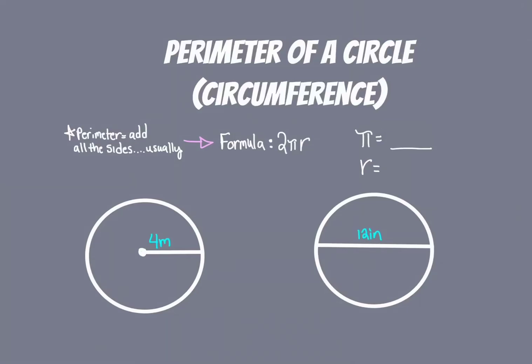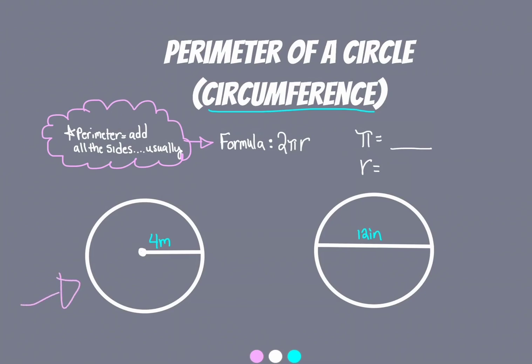Today we're going to talk about the perimeter of a circle. This is oftentimes referred to as the circumference because that's the technical name for it. When you're used to seeing perimeter, it's usually described as adding all the sides, but you can't do that with a circle because, well, there's no sides to be added. So there's a formula that you have to follow, and that's called 2 pi r.